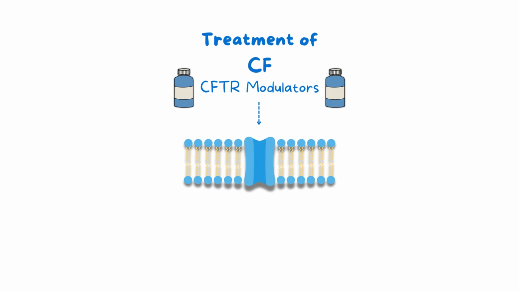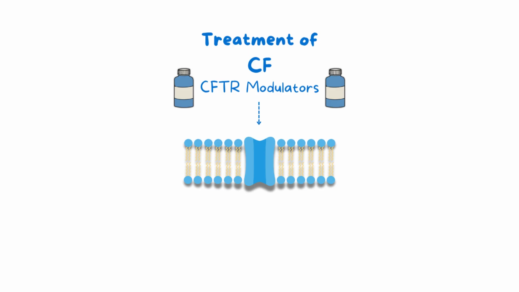Up to this point, we have looked at how some of the symptoms in CF can be indirectly managed. In recent years, however, a new class of medicines called CFTR modulators has changed how CF is treated. Unlike traditional therapies, CFTR modulators act directly on the defective CFTR protein itself.